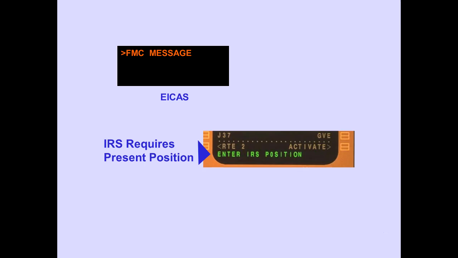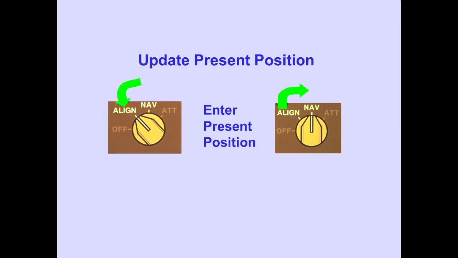The FMC message, enter IRS position, is displayed if the IRS ever requires a present position. To update the present position, rotate the IRS mode selector to align, then enter the new present position and return the selector to nav. This will correct the present position. Remember, the airplane must not be moved during the alignment.